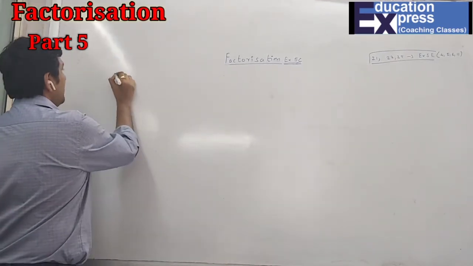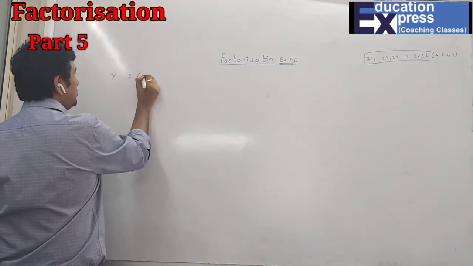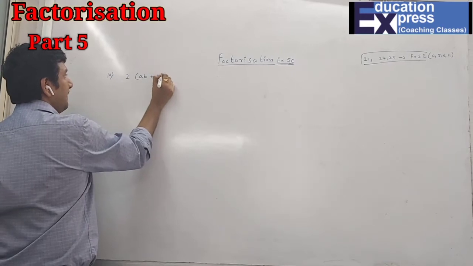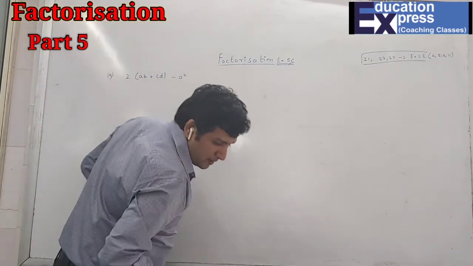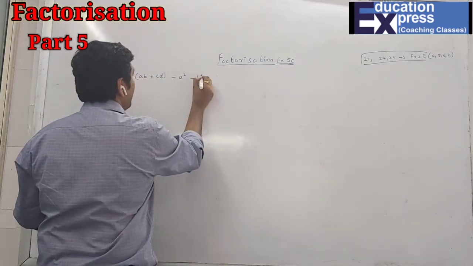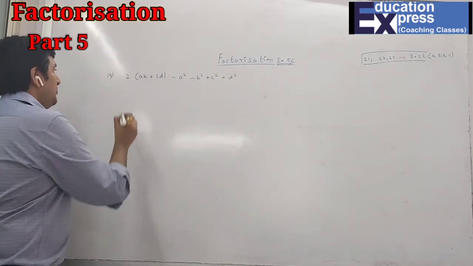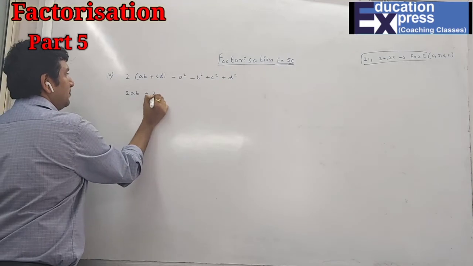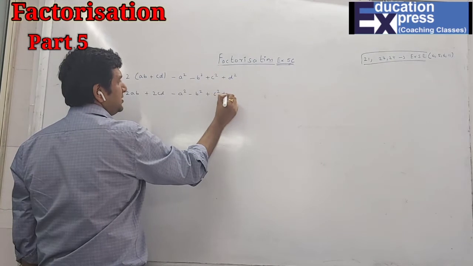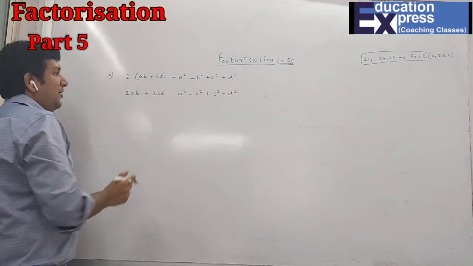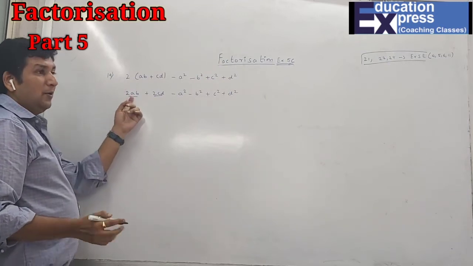19th sum. We have done this type: 2ab plus 2cd minus a square minus b square plus c square plus d square. So now if I open the brackets, 2ab, 2cd, students, can you see that I have two numbers which don't have a perfect square? That means in their group, including this number, two more numbers will be there.